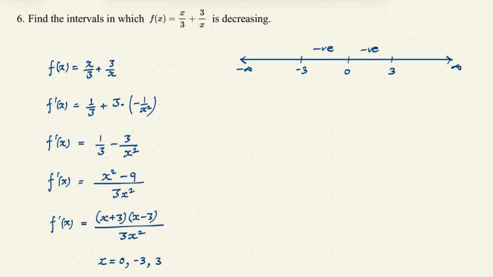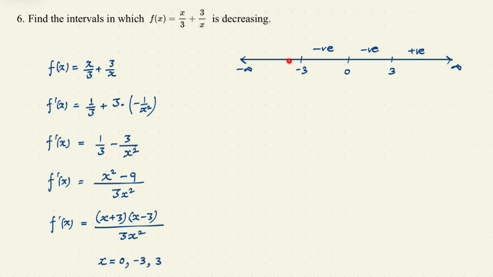Now similarly, let us assume any point which is greater than 3 to infinity. So let us choose 5 here. So if I put 5 here in this f dash x, then it will be 5 plus 3, 8, which is positive. 5 minus 3 is positive, and in the denominator it will be positive. So overall the f dash x will be positive between 3 to infinity.